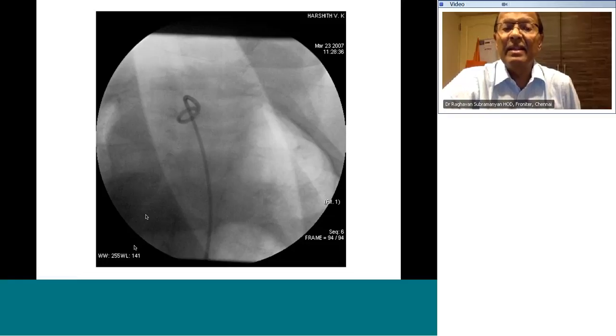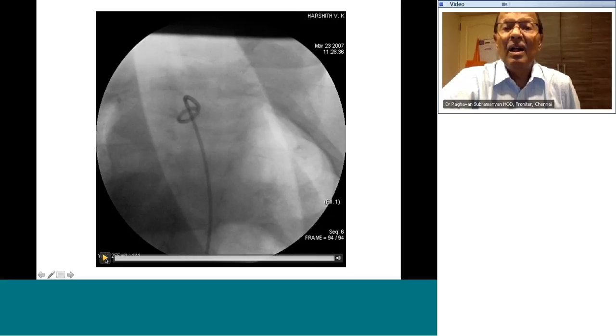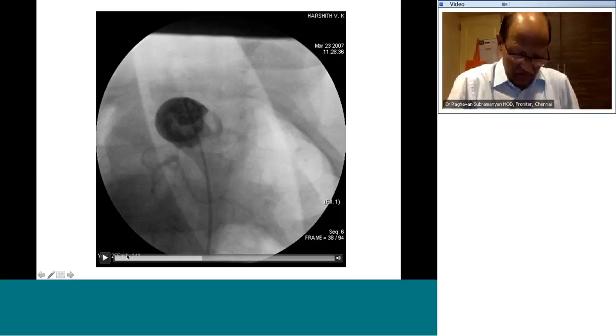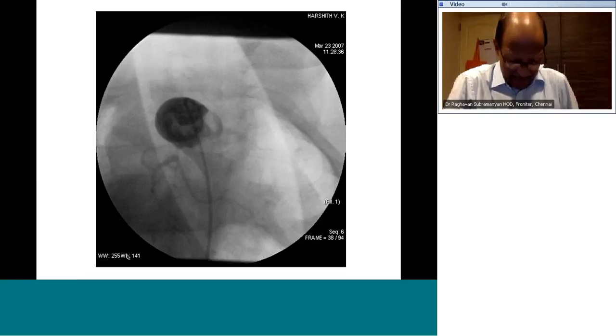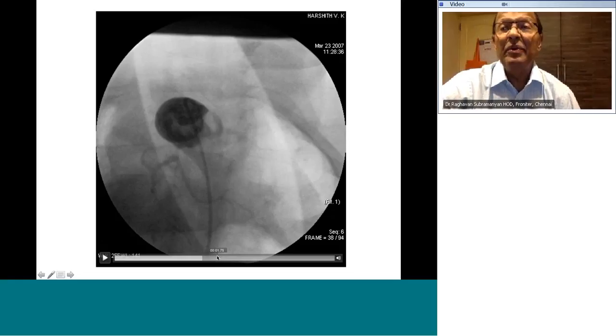Yes, somebody said something. LAO caudal view, very good. Is there any other name for the LAO caudal view? It's also called the laid back view. Now, the laid back view separates the three aortic sinuses. Whatever view you use, AP, lateral, RAO, LAO, the three sinuses often overlap each other.